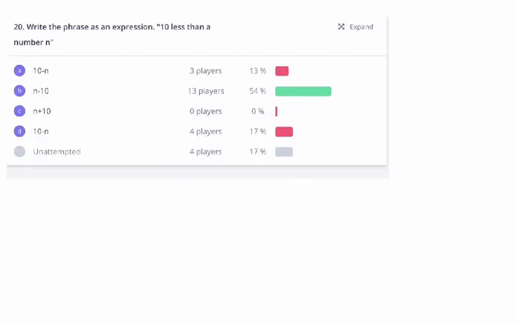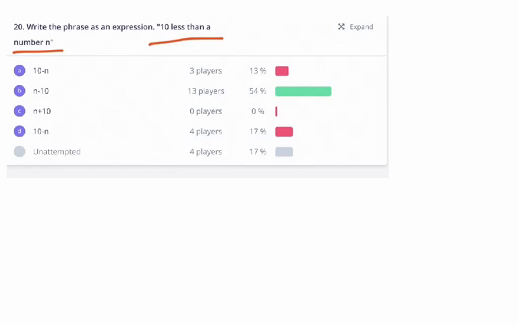Okay, this is our last one, and I know a little over 50% got this right, but I still wanted to go over it real quick. So it's 10 less than a number. So you have some number, so let's say we have 50. If I want 10 less than 50, what would that be? 40. Okay, so to do 10 less than the 50, you did 50 minus 10.